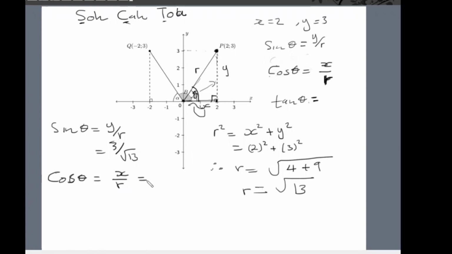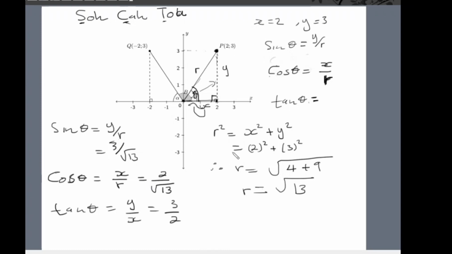So x is 2 and r is the square root of 13. Now we want to calculate the value of tan theta, that is y over x. Y is 3 and x is 2. Okay, so that is how you calculate it.